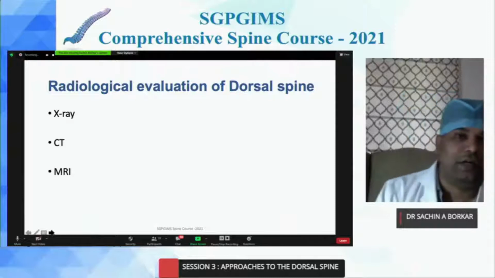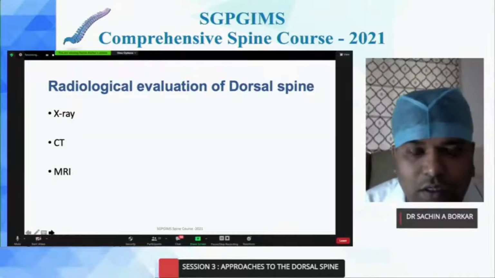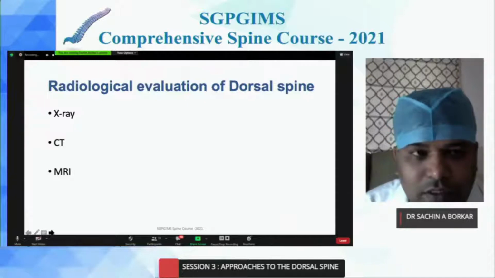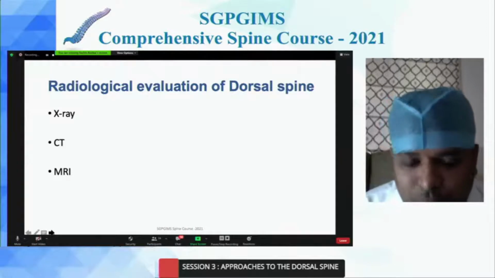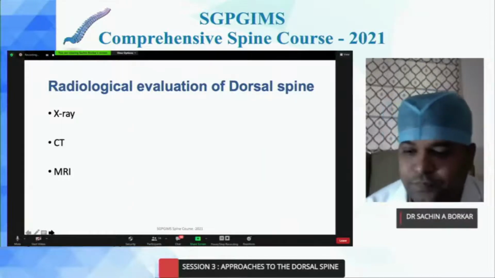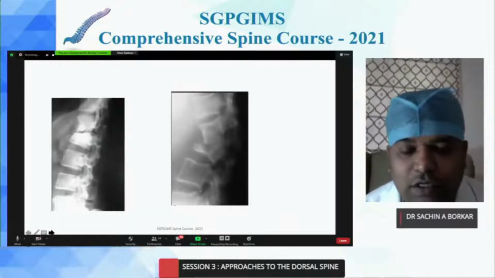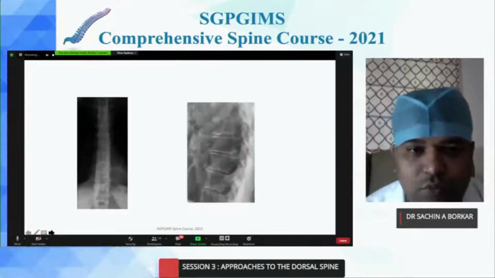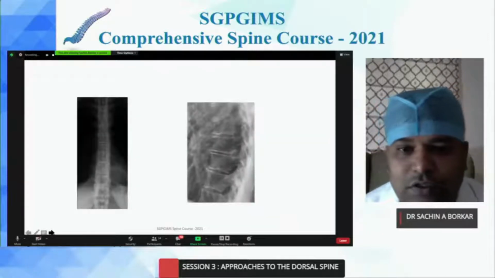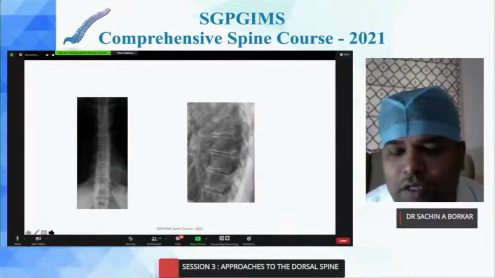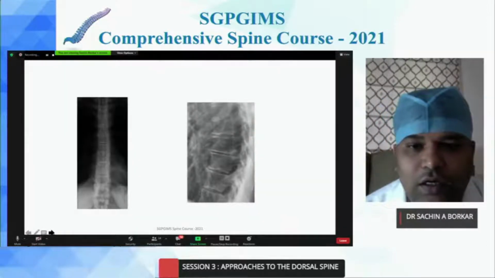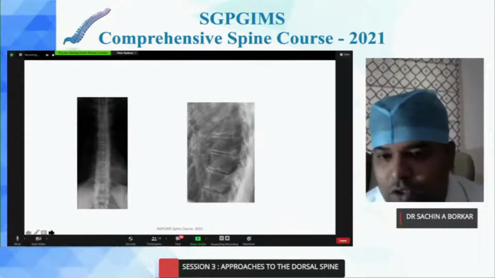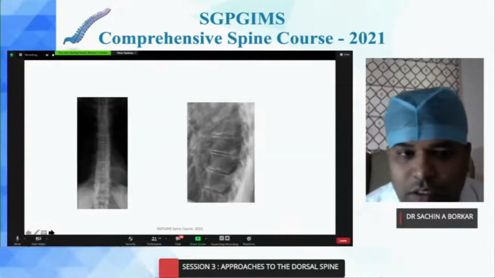So radiological evaluation, obviously, as an academic institute with people at various levels of training, we always advise getting X-ray, CT, and MRI for every spine patient as a protocol. So X-ray, obviously, if there is an obvious deformity like a collapse or a tuberculosis of the spine or a kyphosis, it's easier to pick. However, in cases like degenerative or where there are only subtle changes on X-ray, it may be missed. So it is difficult to pick unless you are an expert.